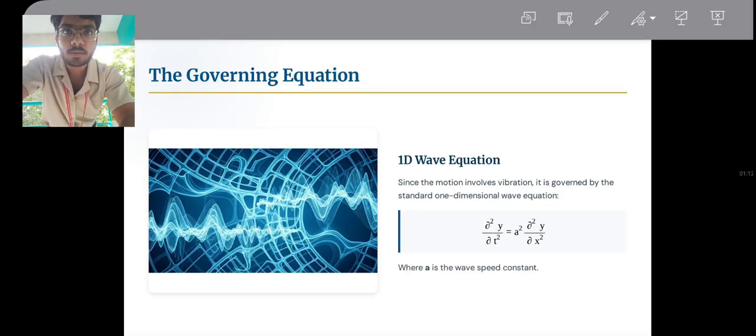The motion is governed by the partial differential equation on the left: the second partial derivative with respect to time equals a squared times the second partial derivative with respect to x. Our objective is to solve this PDE for y.